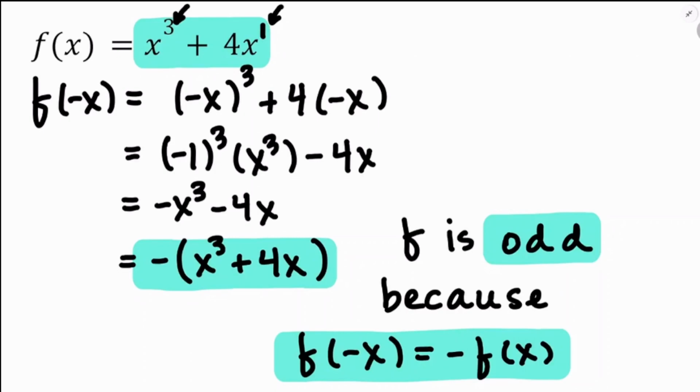So I would conclude that f is an odd polynomial because f of negative x is equal to the negative of f of x, but I could also have seen that this was going to happen because the exponents on the powers of x were all odd.